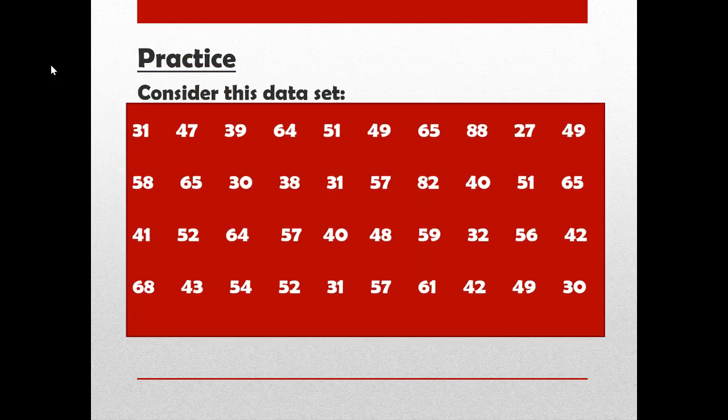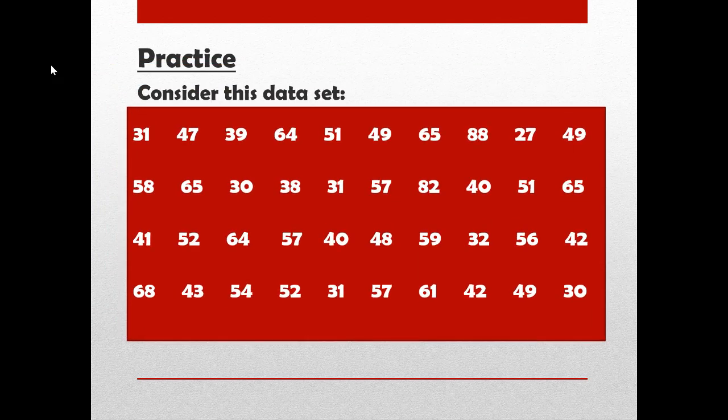So now it's time for a practice problem. Consider this data set. We have 40 data entries here. And I would like you to create an ordered stem and leaf plot. So give yourself a little bit of time to do this. Press pause on the video, and when you're all ready to see the answer, press play.